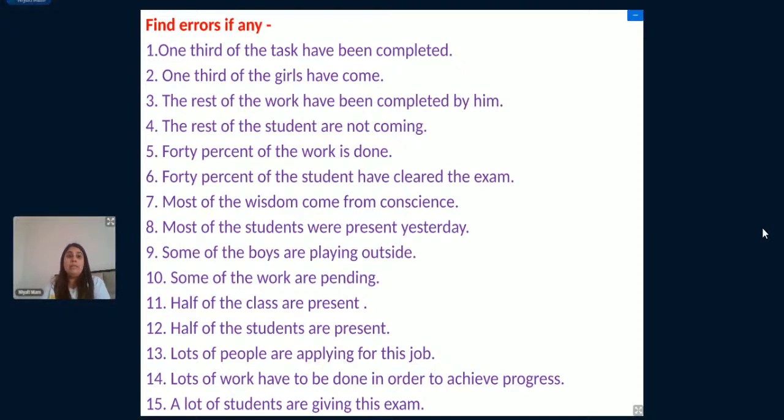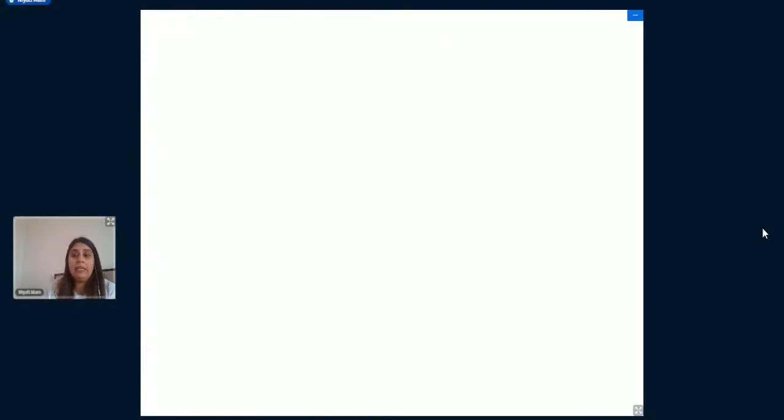Okay. See, there are a total of 15 sentences in front of you and the heading says find errors if any. So before discussing these sentences, before going to correct them, I just want to tell you a basic concept, a very basic concept about nouns, right? So what do you mean by noun? How do you define noun? See, always remember a single thing, always learn, do not forget this thing.